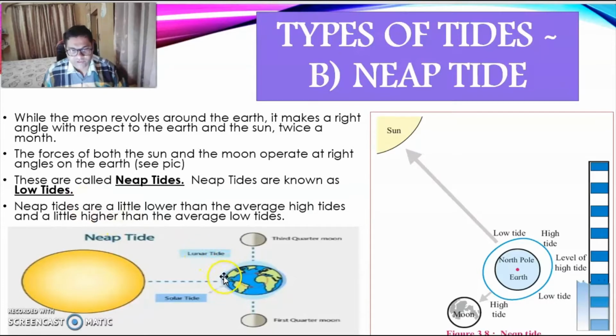See, wherever it is here is low tide. So these low tides are called neap tides. The neap tides are a little lower than the average high tides and a little higher than the average low tides. There's not much difference, but there is some difference.